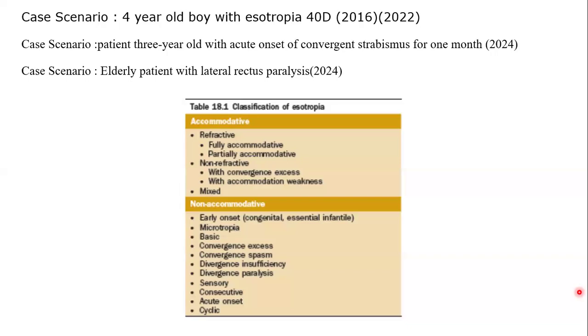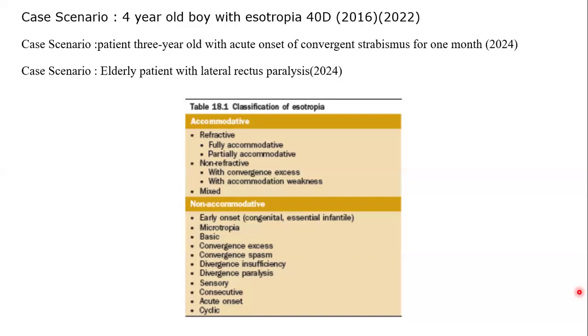So the first case, that is the most common question in strabismus in FRCS, esotropia. It is very common. Actually, for myself, I got 2 esotropia cases in the neurology station. Those are the two scenarios. One, a 3-year-old child with acute onset of convergent strabismus for 1 month. And the second scenario, an elderly patient with lateral rectus paralysis. What will you do? So isodeviation is the most common strabismus that you will find in the FRCS exam, whether you will have it in the viva or in the clinical. So you need to know it by heart.